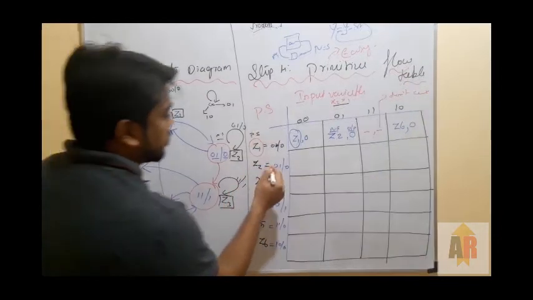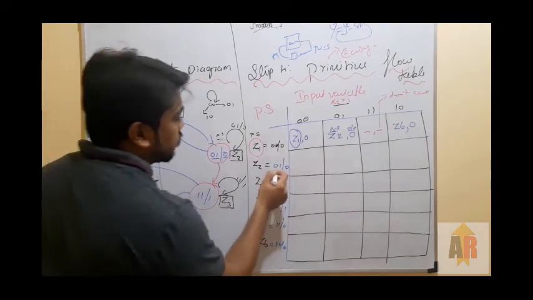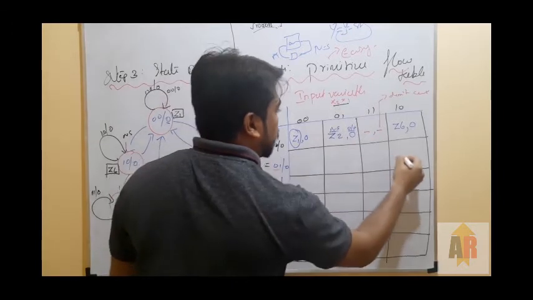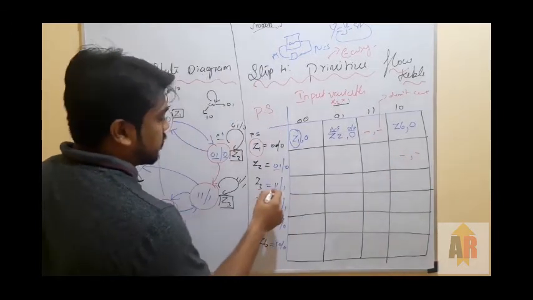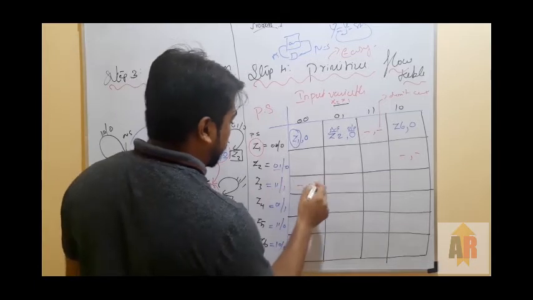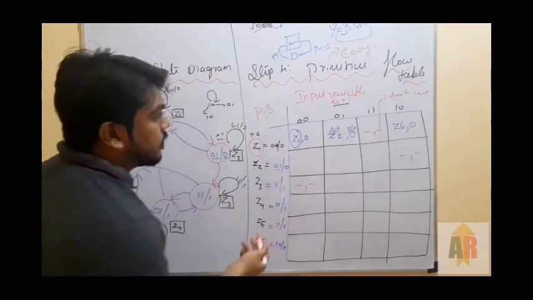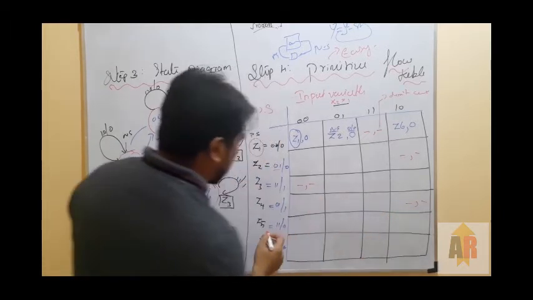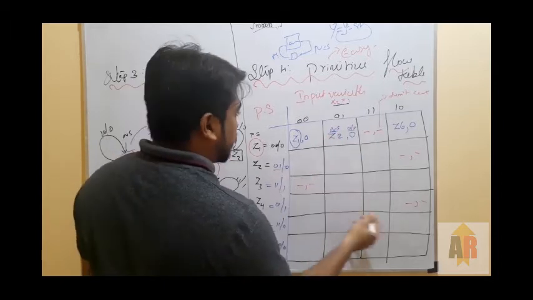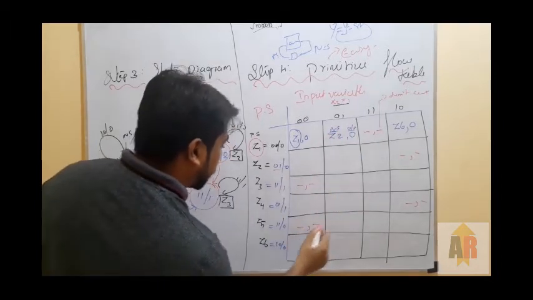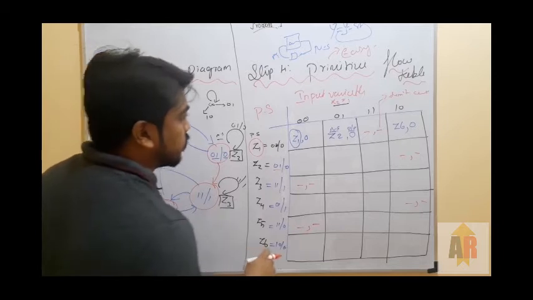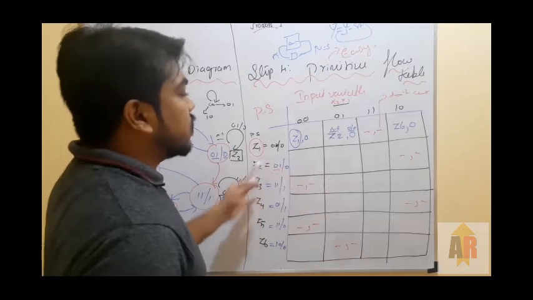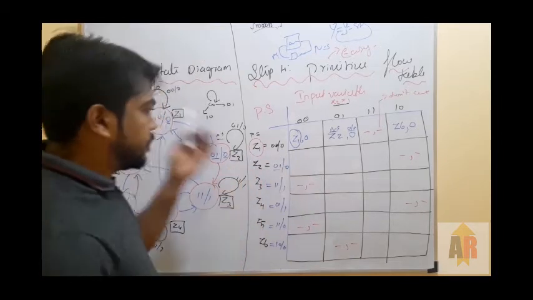Now Z2. Just see, Z2 is 0, 1, right? So Z2 covers 0, 0 and 0, 1, so 1, 0 can't occur. Likewise Z3 is 1, 1, right? So 0, 0 can't occur. Z4 is 0, 1, right? So 1, 0, once again, can't occur. Then Z5 is 1, 1, so 0, 0 can't occur. Then for 1, 0, 0, 1 can't occur. So first I selected the states which are not available for the particular present states.